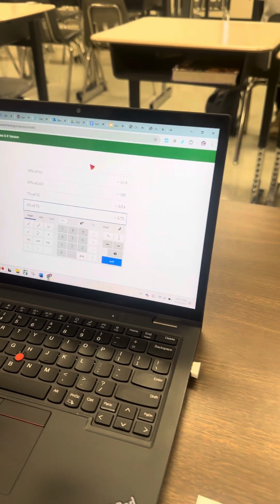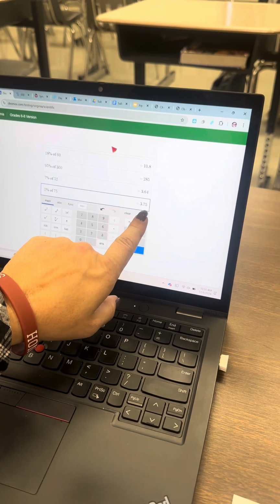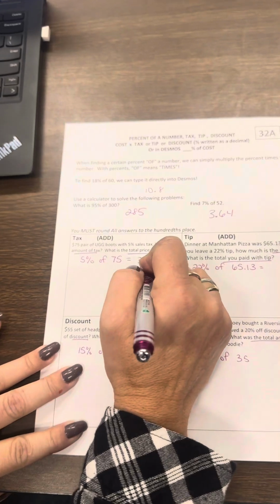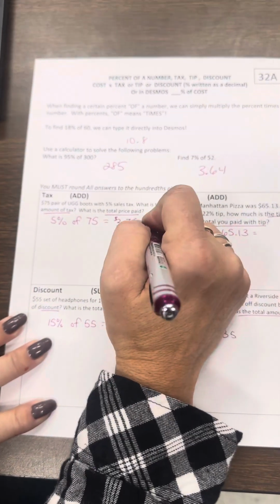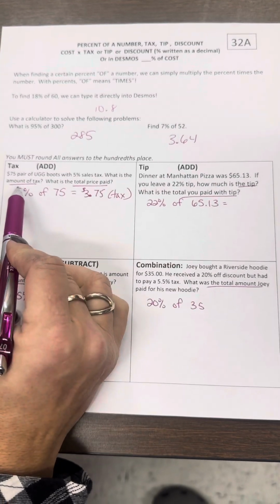Now this is where your money amounts are going to be important. This one does not need rounded because it goes to two decimal places. 3.75 is our answer. So $3.75 is the amount that we're paying for tax. So that's the first question that it asks you.